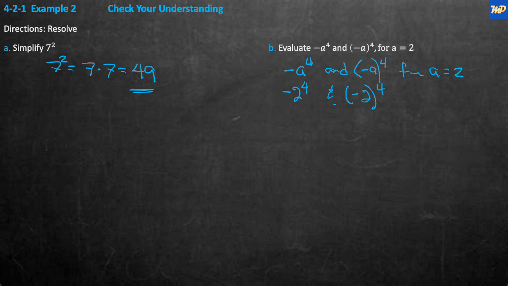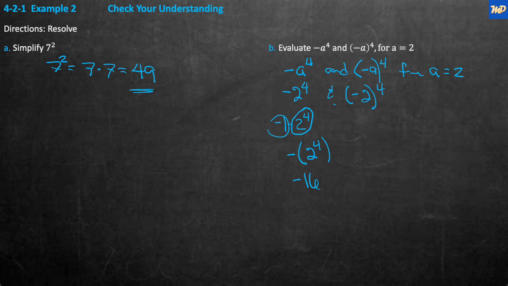Are they the same or are they different? Well, we know that when there are no parentheses around this number, we're only going to be multiplying the 2 by itself 4 times, because the minus sign here really means negative 1 times 2 to the 4th power. You can see that the 4th power goes with the 2, not with the negative 1. So this is negative 2 to the 4th, and that equals minus 16.